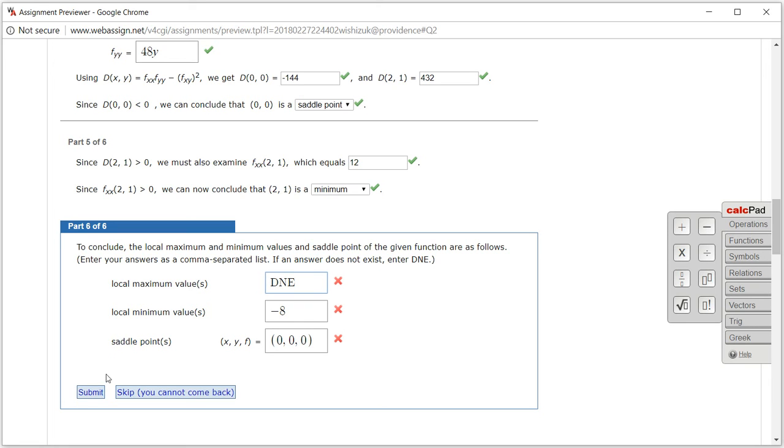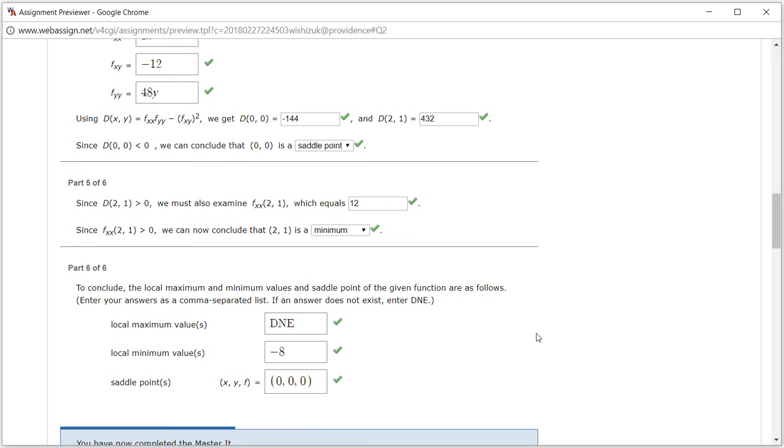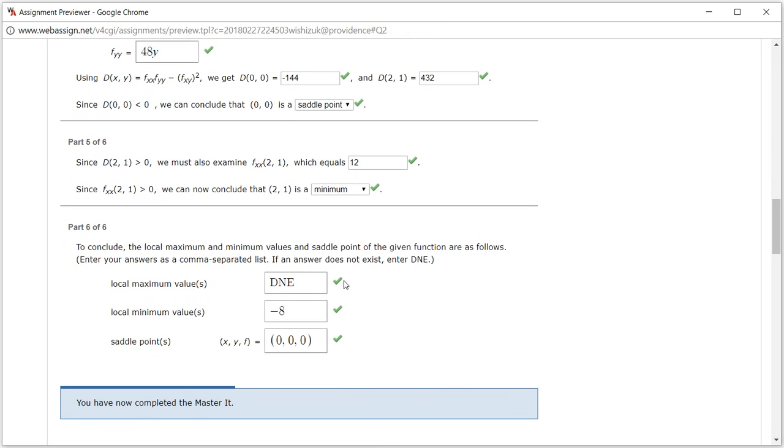Let's check the answer. Submit. It came back and looks like we got everything correctly. That's it. I hope that this was clear.